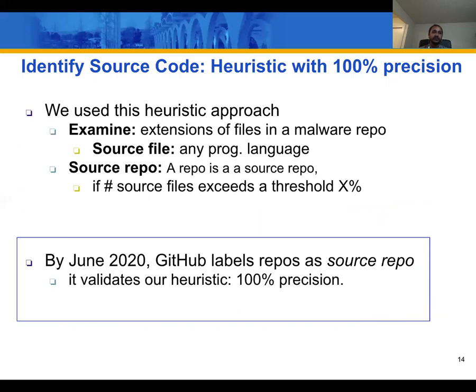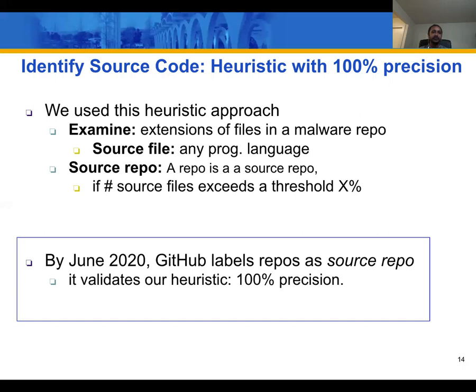The heuristic approach is, at first we examine the extensions of files in a malware repository. If a file has an extension of any programming language, we call this a source file. For example, if the number of source files is more than 75% in a repository, we call this a source code repository.